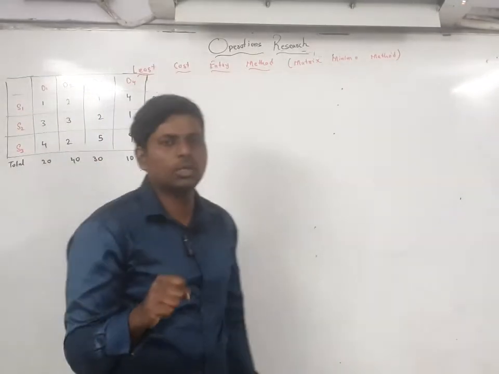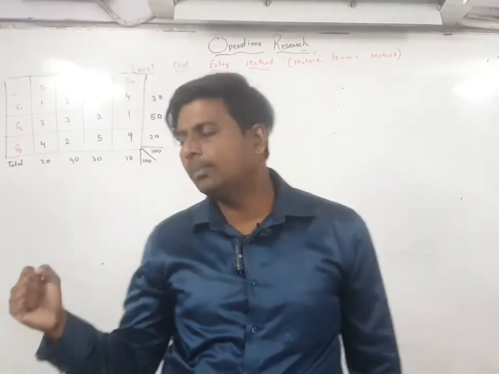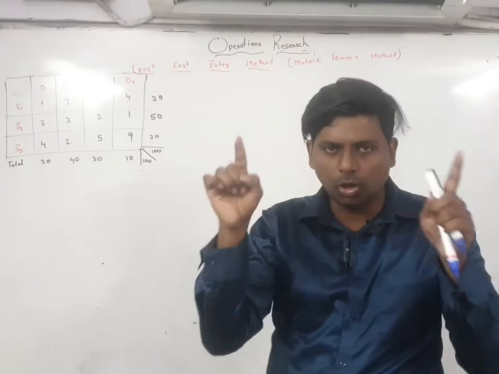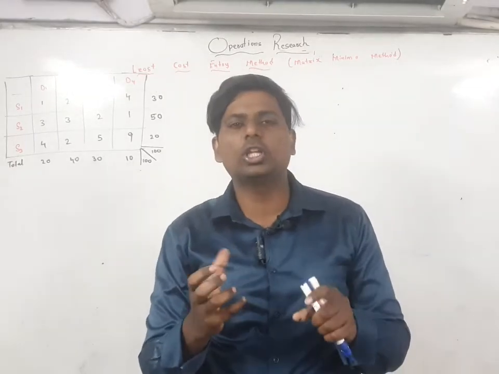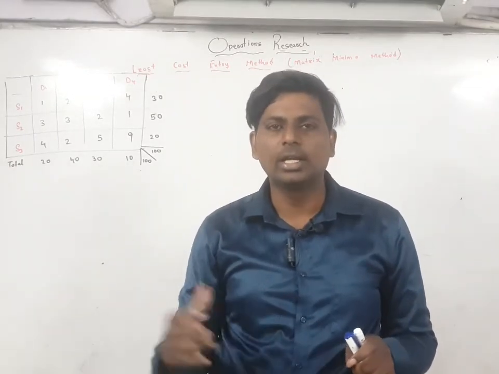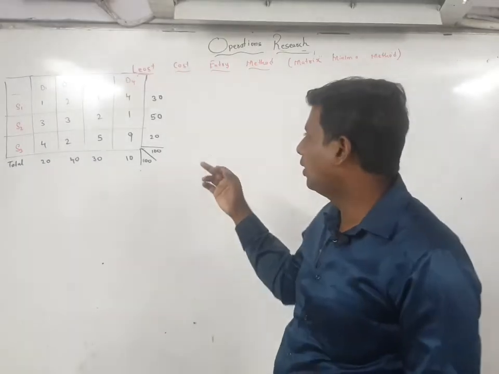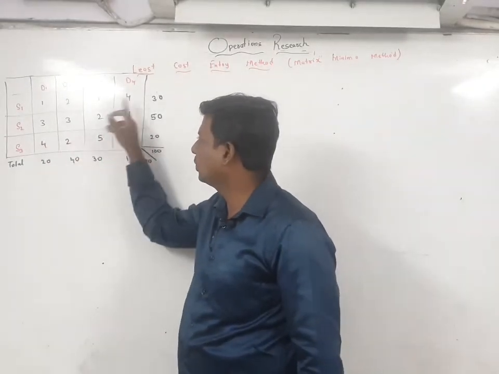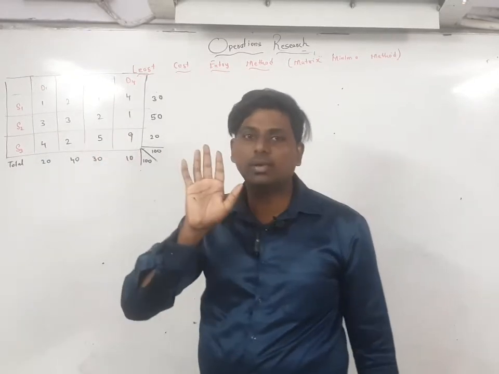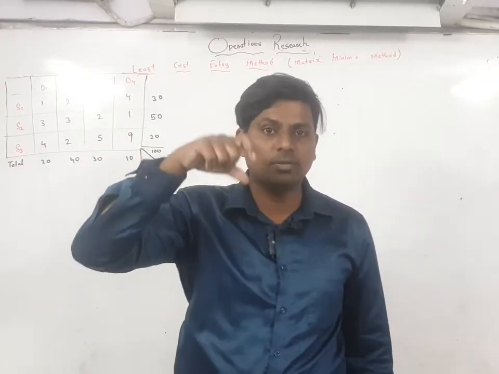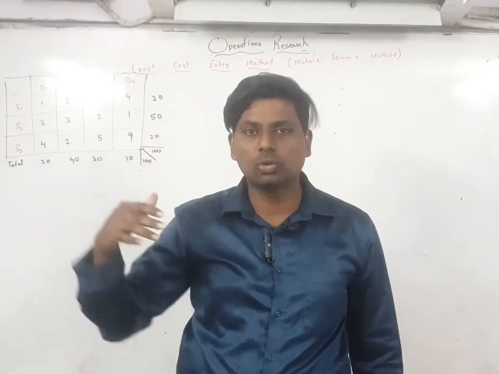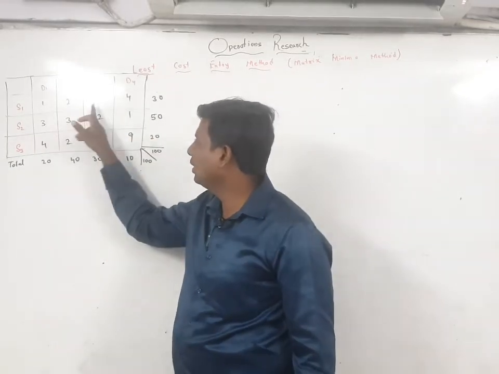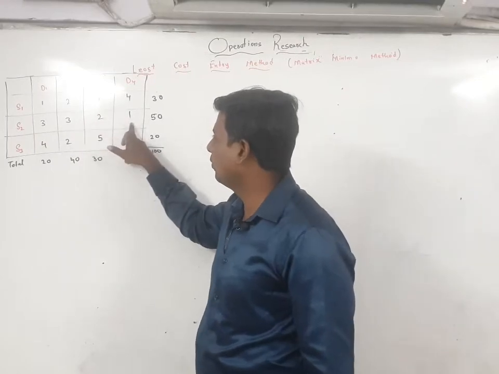Now this is the new method for you. What is the method name? Least cost entry method. In that, you have to find which is the least value. As you can see here, which one is the least value? 9, 5, 2, 4, 3, 3. Which one is the least? 1 is the least value. But as you can see, 1 is repeating: 1 here, 1 here and 1 here.